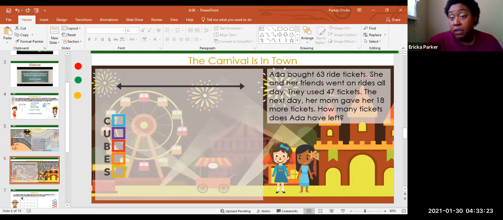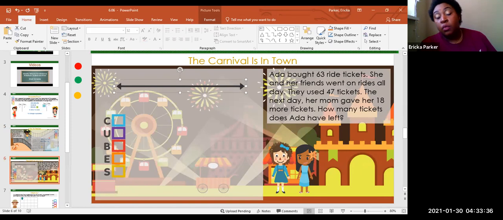Ada, or I'm going to call her Ada, had 63 tickets. She and her friends went on rides all day. They used 47 tickets. The next day, her mom gave her 18 more tickets. How many tickets does Ada have left?